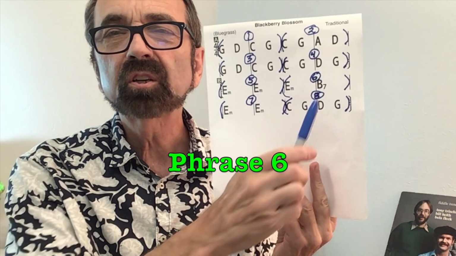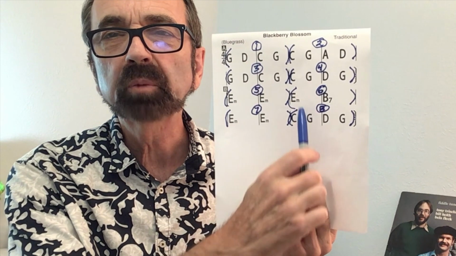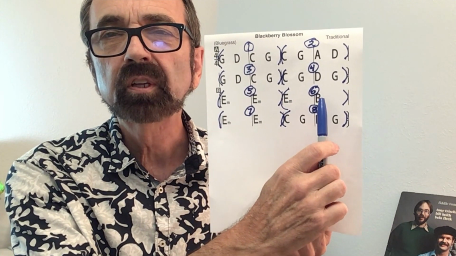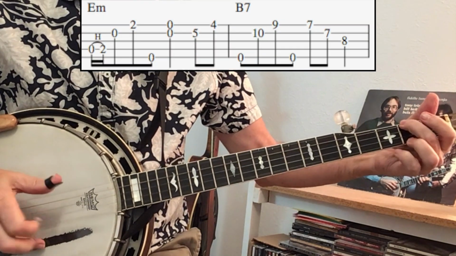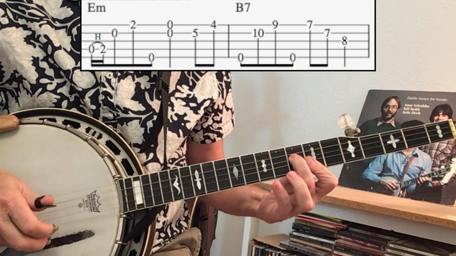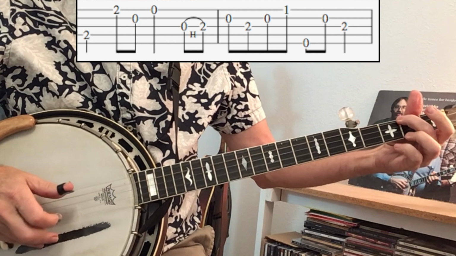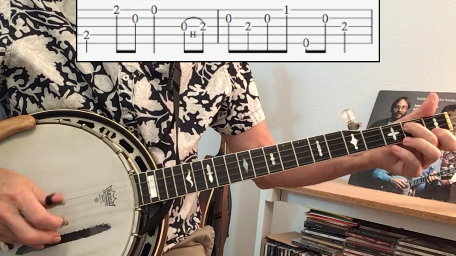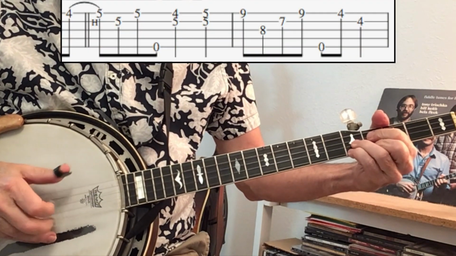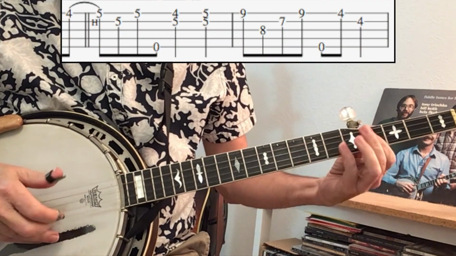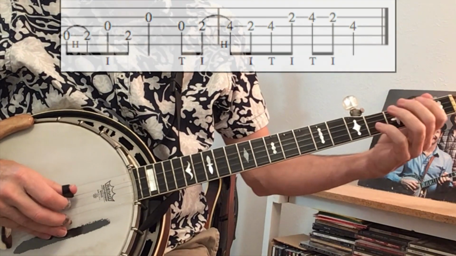Since phrase 6 starts on an E minor chord, often what you played in the first measure of E minor here, you will play again here before adding some notes that sound the B7 chord. Here's our first phrase 6. And our second phrase 6. And the third phrase 6. And the final variation for phrase 6.